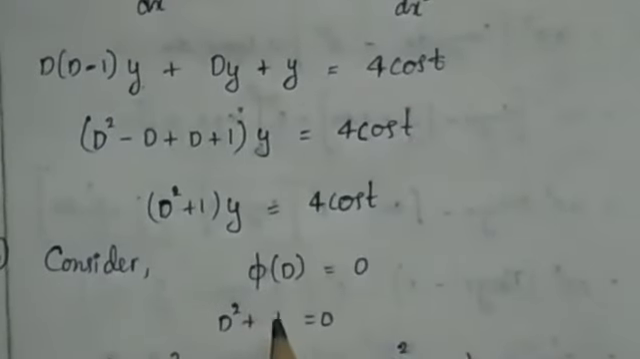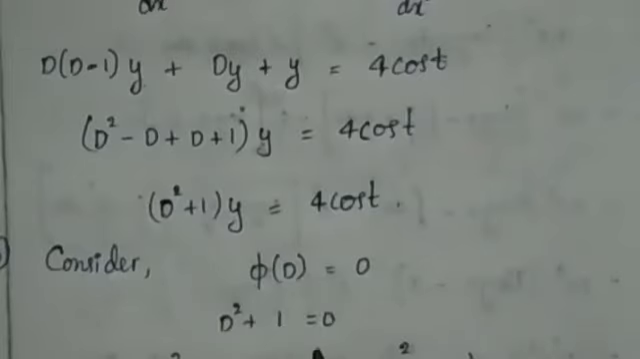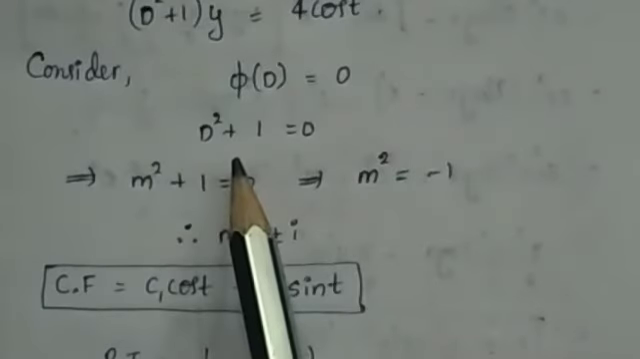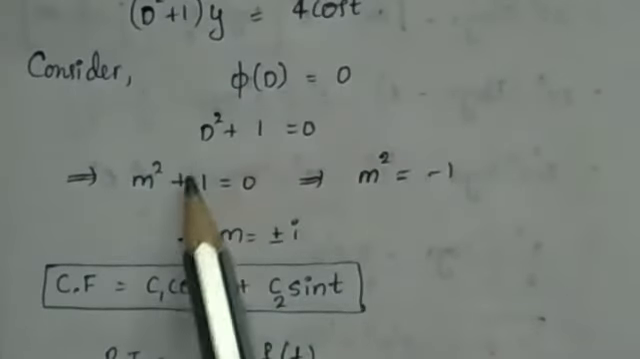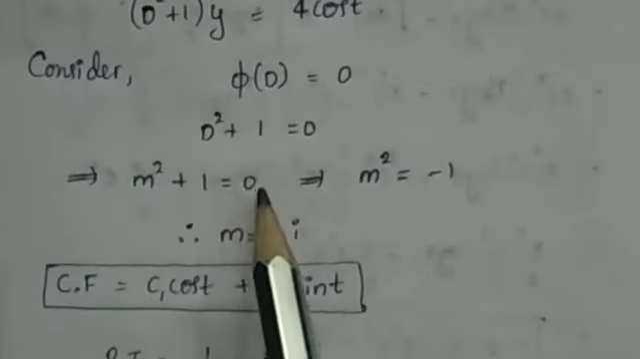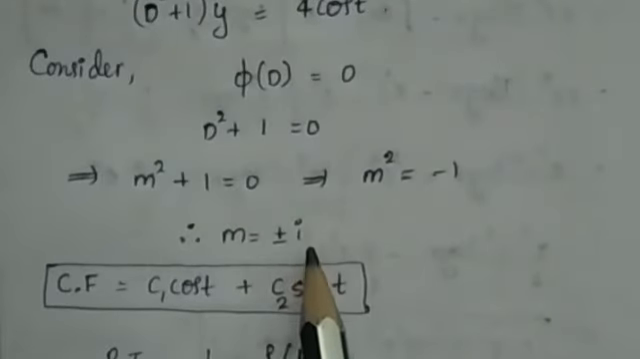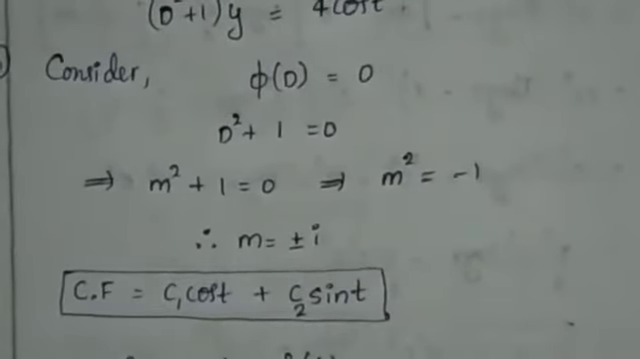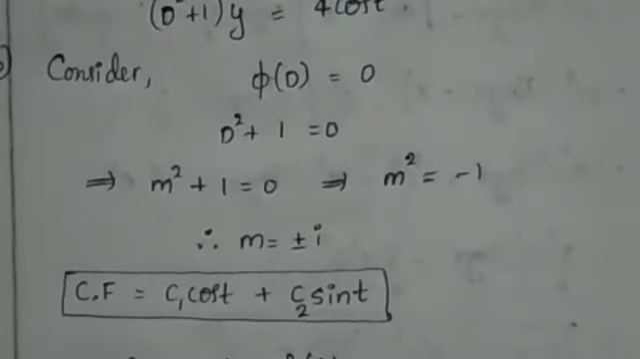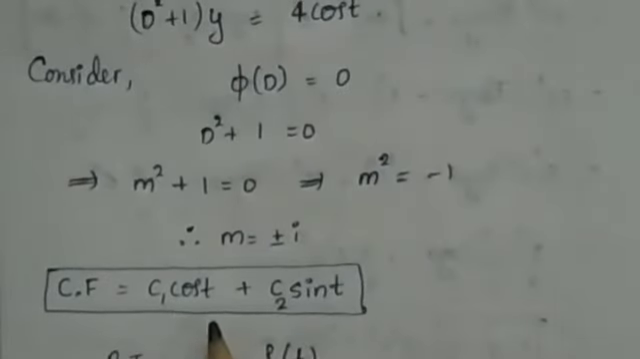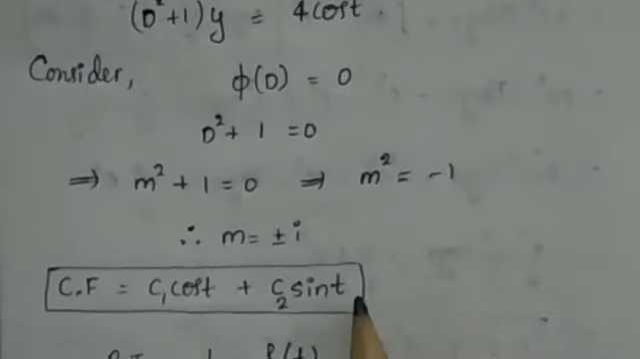Let us consider phi(D) = 0. What is phi(D)? Phi(D) is D^2+1 = 0. For finding the complementary function, we replace D by m. We get m^2+1 = 0, so m = ±i. We get imaginary roots, so the complementary function is c1 cos t + c2 sin t.